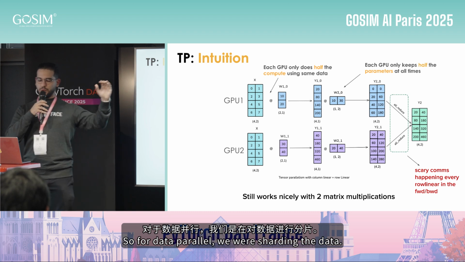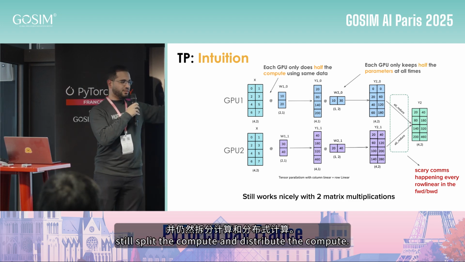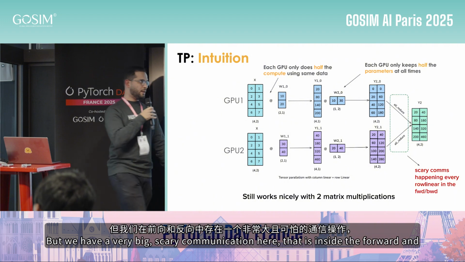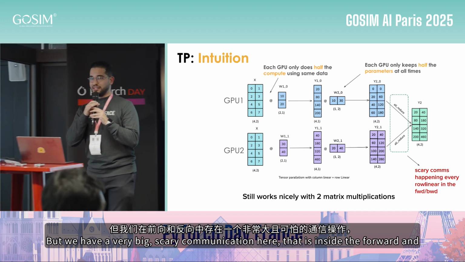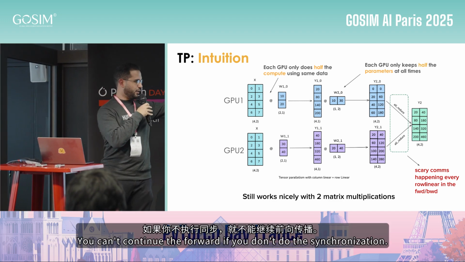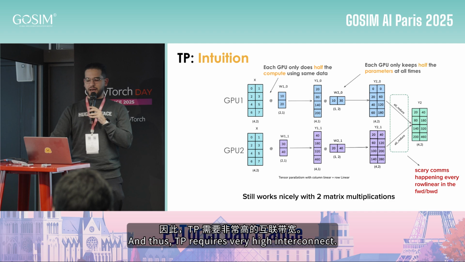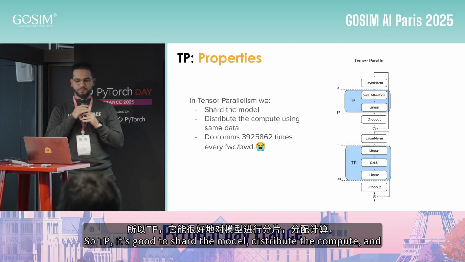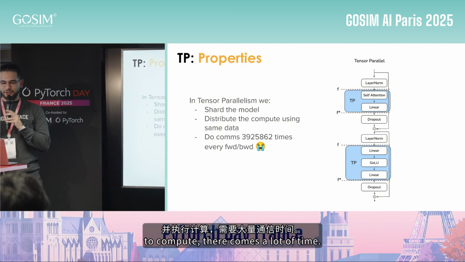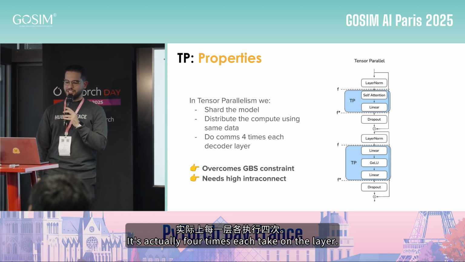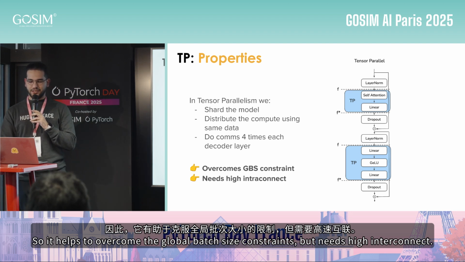So for data parallel, we were sharding the data. For TP, we can use the same data and still split and distribute the compute. But we have a very big, scary communication inside the forward and backward, and it's inside the critical path. You can't continue the forward if you don't do the synchronization. And thus, TP requires very high interconnect. So TP is good to shard the model and distribute the compute, and the communication happens 4 times in each decoder layer. So it helps to overcome the global batch size constraint, but needs high interconnect.